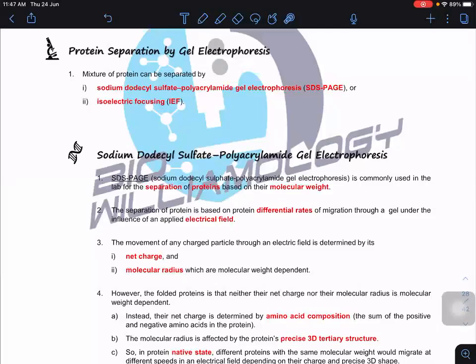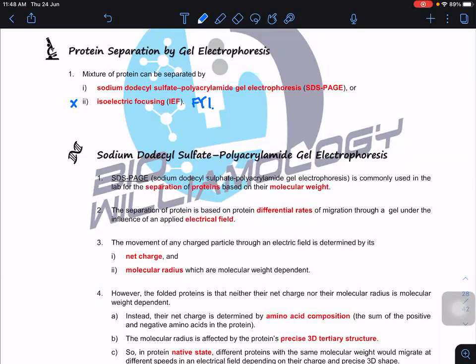Okay, so what we're going to talk about is protein separation by gel electrophoresis. We have two methods. Only the first method is in our syllabus. The second method is not in our syllabus, so this one is just for your information only. But I will explain why I talk about this method.